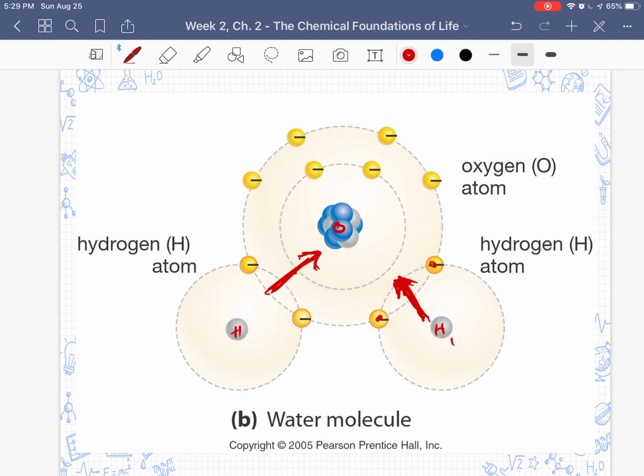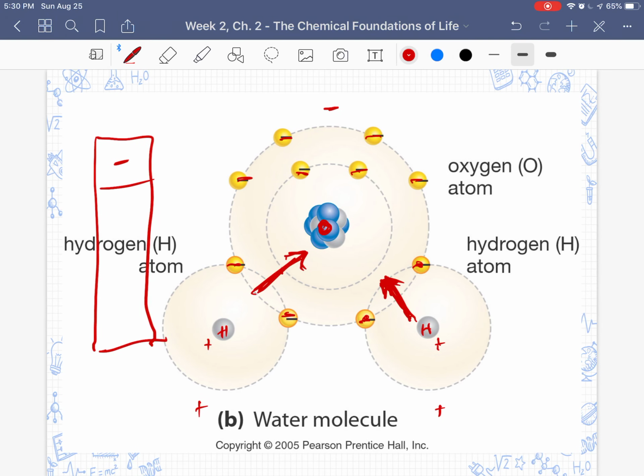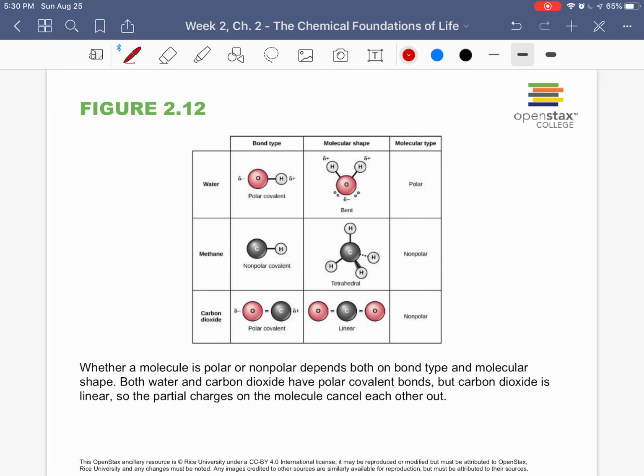So the nucleus of the hydrogen is positive. That's going to make this end of the water molecule more positive. Now the oxygen over here has all of these electrons moving around its nucleus. It has a lot more electrons than hydrogen does. So you see more electrons around the oxygen, so the oxygen end is going to have a negative charge. If we were to compare this to our magnet, this would be our negative side and this would be our positive side. And these molecules are going to interact like magnets with each other.